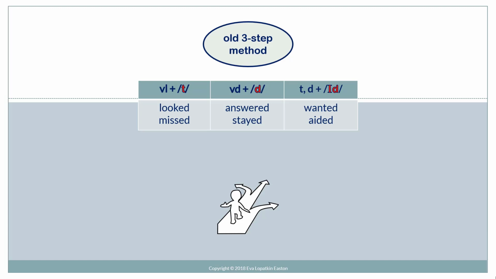In learning pronunciation of word final ED, books generally divide the endings into three groups, such as in this familiar chart. The old three-step method: voiceless ending plus t, voiced ending plus d, d plus id.